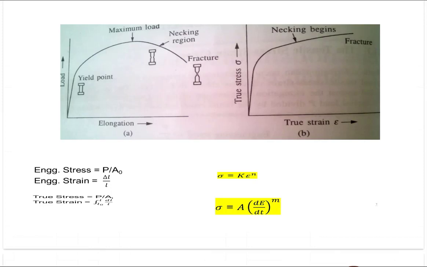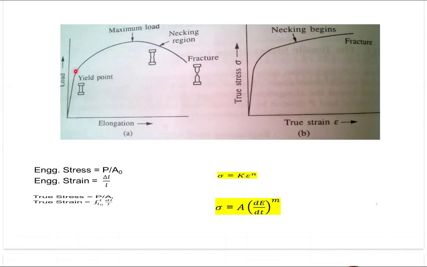This is a load elongation curve. If you divide this load by the initial cross-section area, it becomes the engineering stress. If you divide the elongation by the original length, delta L over L, this is the engineering strain. This is the maximum load which a material can sustain. We also call it tensile strength. Above this, necking starts here and finally it fractures.